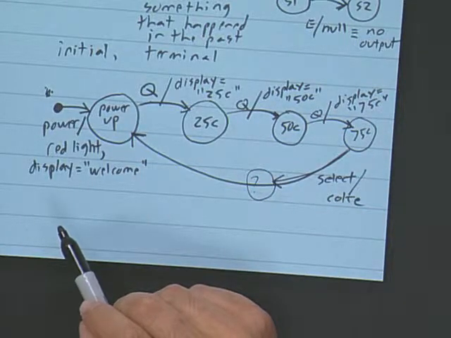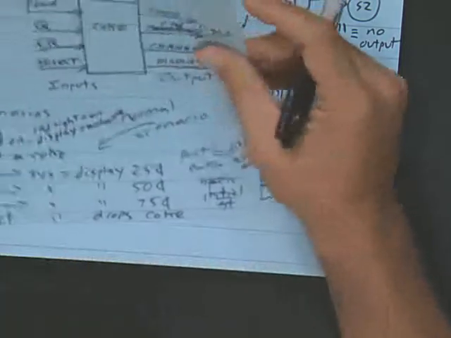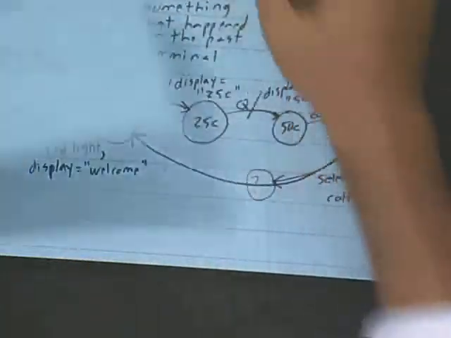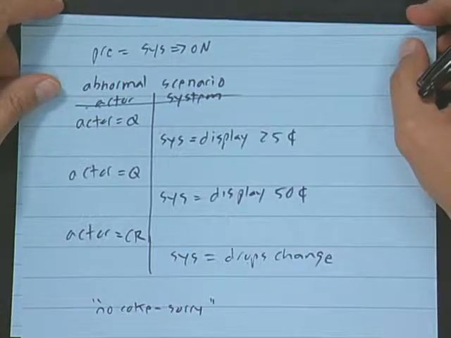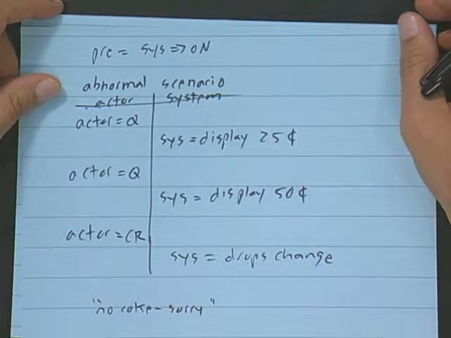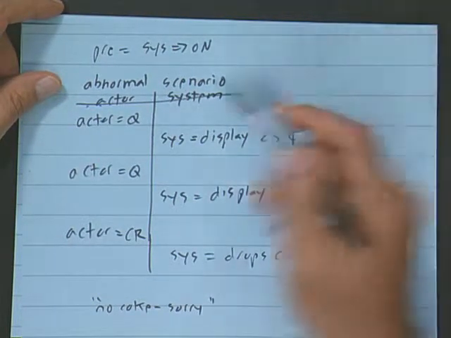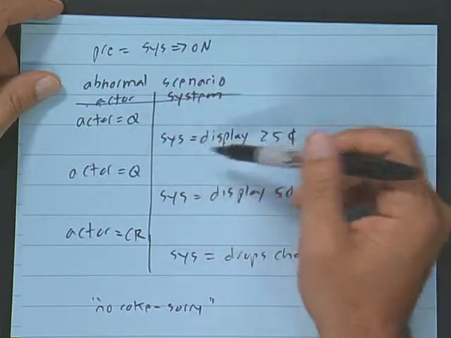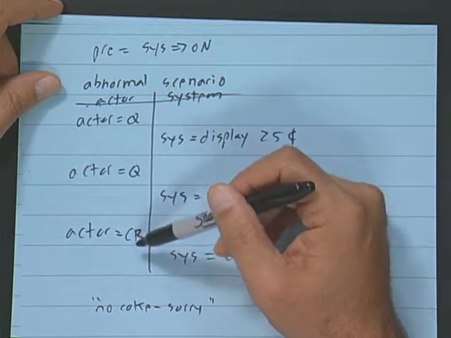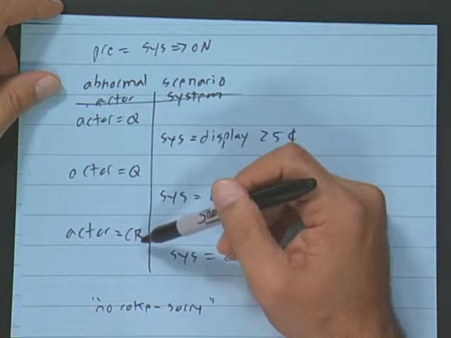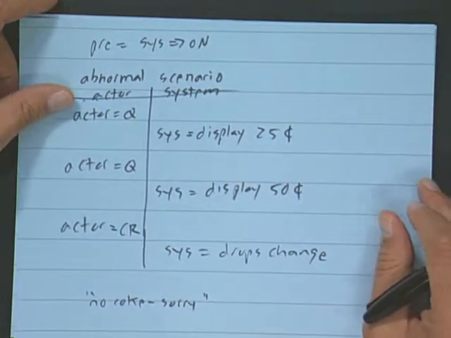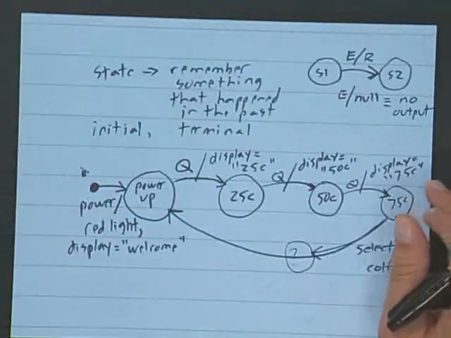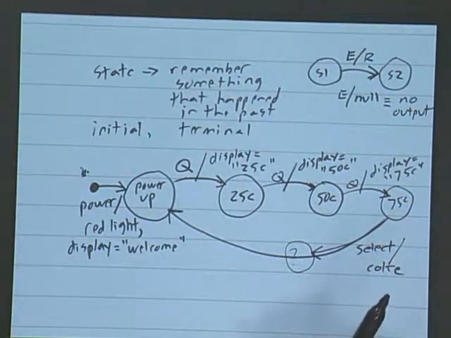Okay? Scenario number 1. Let's go to scenario number 2. Remember this one? We call this an abnormal scenario. This one was actor deposits a quarter, a second quarter, then says hey, I'm out of money, hits change return, and then gets my money and goes on my way. So how do I represent that in this machine?